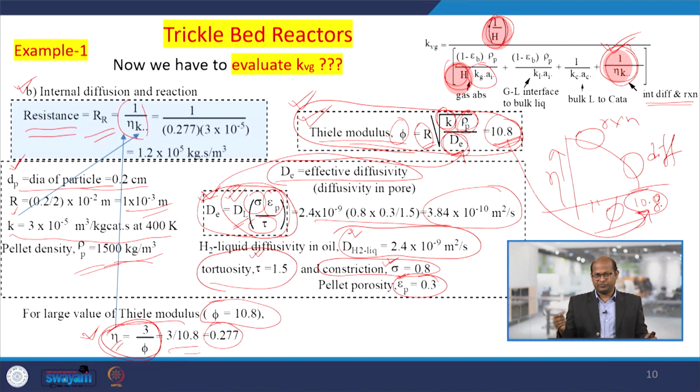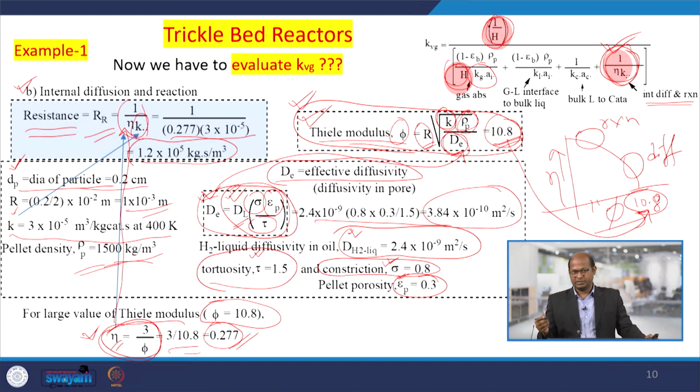10.8 is a very large value for this particular system, therefore the effectiveness factor is a very small value, and this eta value we can substitute here. Okay, how eta has come, and the reaction rate constant that is given for this particular system, then eta and k value if we substitute here, then the resistance for internal diffusion and reaction developed for the system we can find out. Okay. So, H value we can find out, this value we can find out. Next, individual resistance we have to find out.